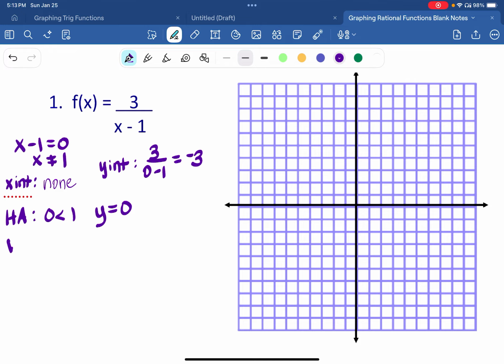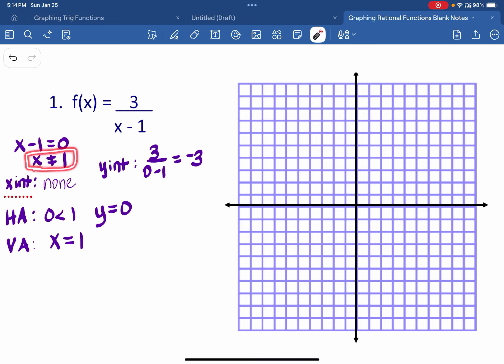Now we're going to look for any vertical asymptotes. Looking at the original function here, the numerator did not factor, the denominator did not factor, nothing cancels out. So that tells me that there is no hole. Where that denominator equals 0, the domain restrictions, that means we have a vertical asymptote at x equals 1. We look at this domain restriction that we had earlier, and that lets us know that we have a vertical asymptote at x equals 1.